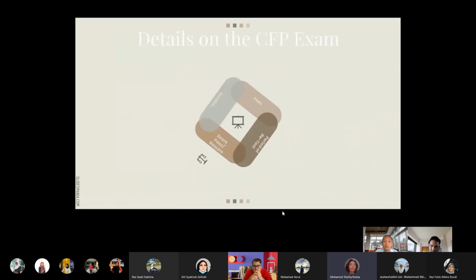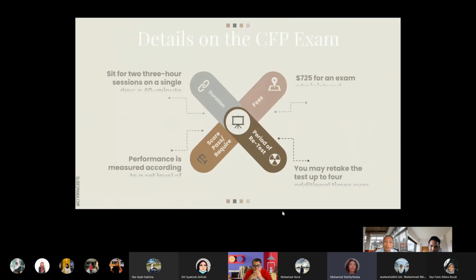So next. Okay. So you need to know the details of the CFP exam. For the duration, you need to sit for a 2-3 hour session on a single day, with a 4 minute minimum break. Then for the fees, you need to pay about $725 for an exam administered.